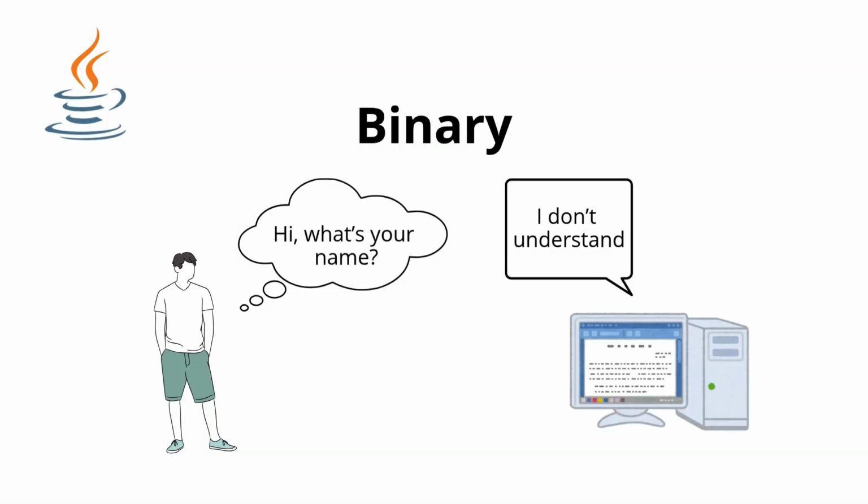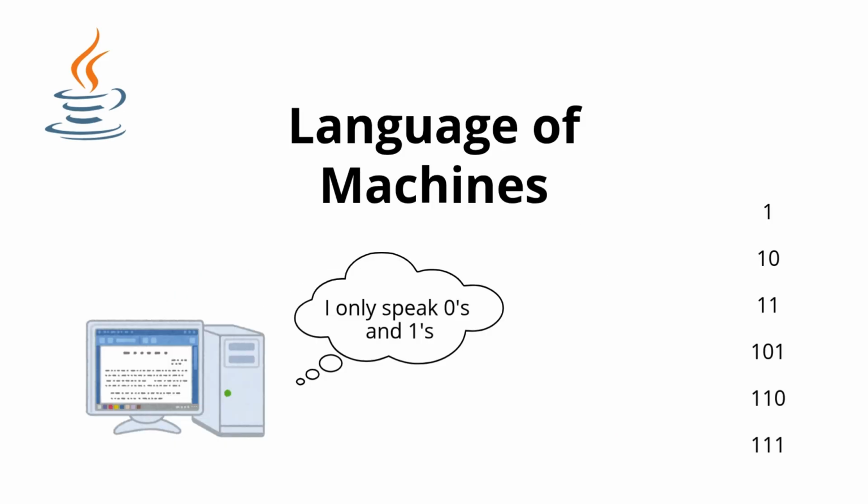Here we have Bob asking the machine, "Hi, what's your name?" And the computer replies, "I don't understand." This is because the language of machines is different than the language of humans. They only speak zeros and ones. The language itself is called binary. Everything we type, whether it's a number or a letter, gets translated into a bunch of zeros and ones.